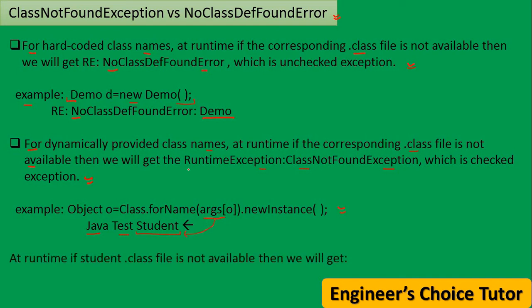So actually what happens if at the runtime this Student.class file is not available? Then we will get the runtime exception, that is ClassNotFoundException: Student. We can't find the Student.class file, that's why the exception is raised, that is ClassNotFoundException. So this is the basic difference, but I have to talk in a more elaborate way. So come to the next slide, please.